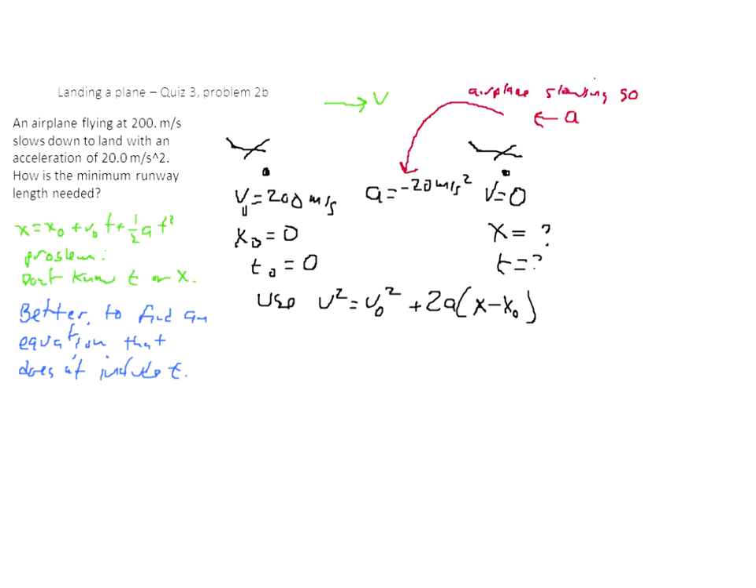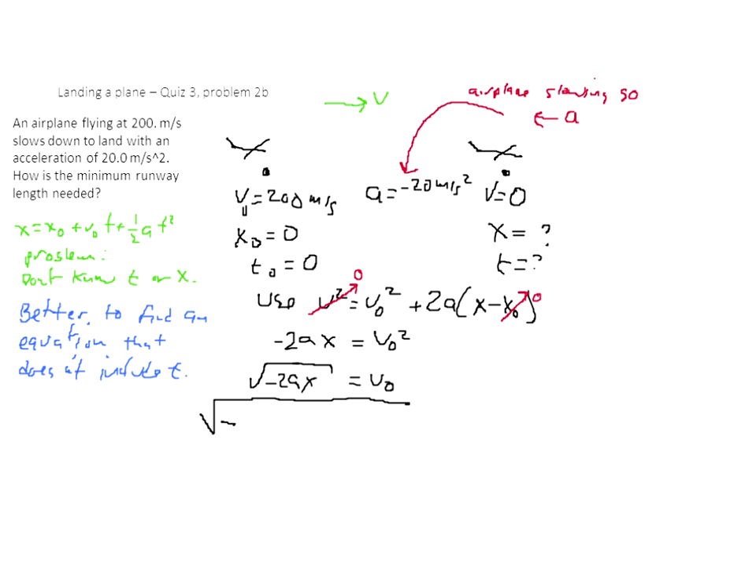X minus X zero. So we can get rid of some things right off the bat. So V is equal to 0. And X zero is equal to 0. So negative 2AX equals V0 squared, so the square root of negative 2ax equals V0. And right now I'm sweating it out a little bit because I see a negative sign under the square root. So let's hope that something good comes of that, like maybe we win the negative under the square root lottery.